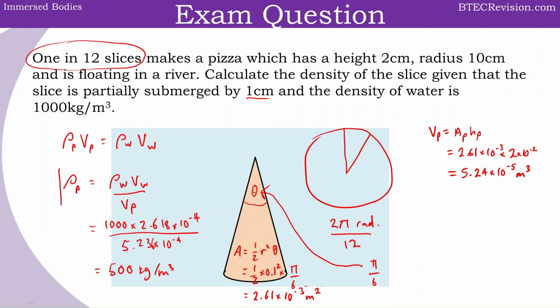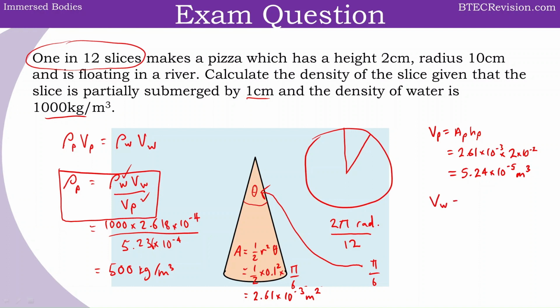Looking at our equation here, to work out the density of the pizza, we would need the density of the water, which we have, and that's 1000, and the volume of the water, so we need to calculate that, and the volume of the pizza, which we have just calculated. So let's calculate the water volume.